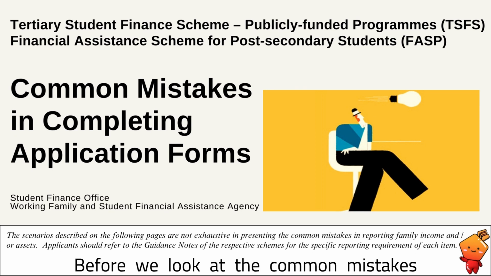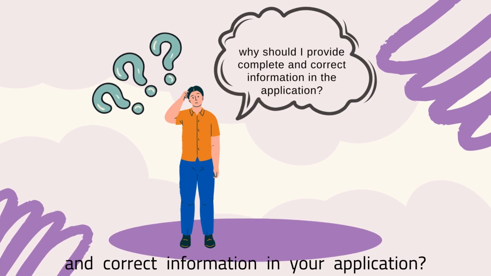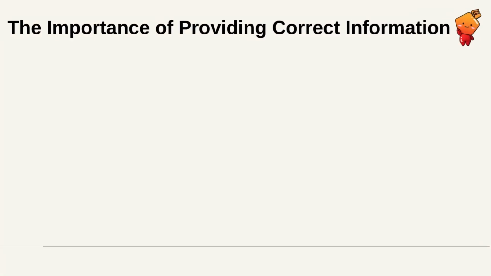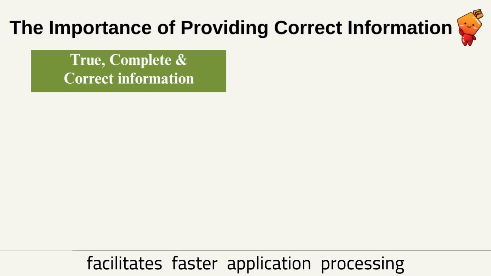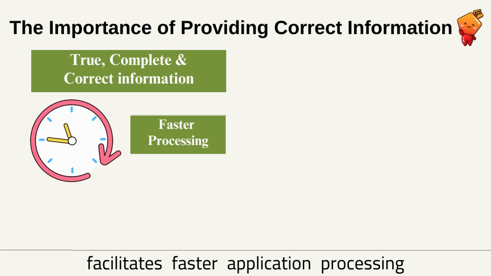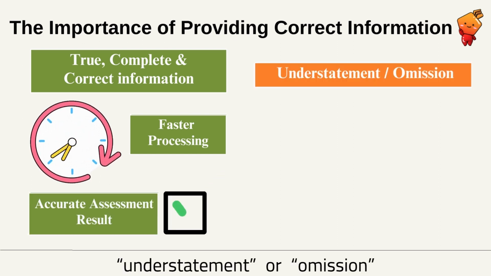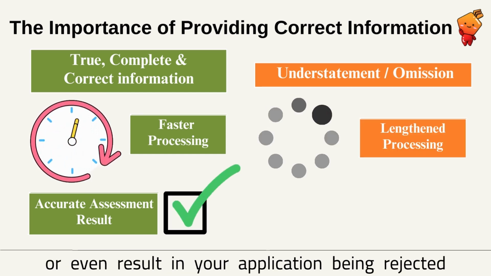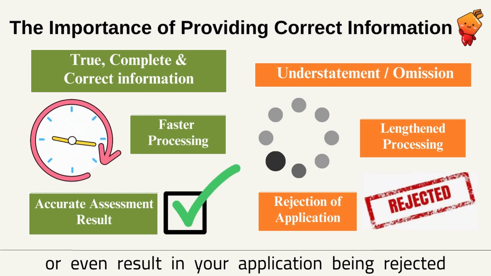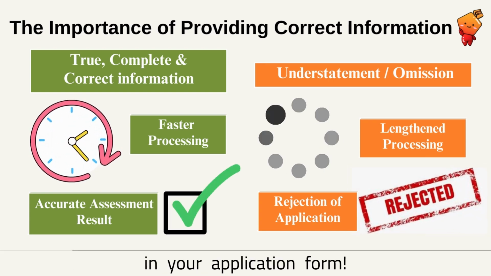Before we look at the common mistakes, have you ever thought about why you should provide complete and correct information in your application? Providing true, complete, and correct information facilitates faster application processing and accurate assessment. On the other hand, understatement or omission will lengthen the processing time or even result in your application being rejected. Please always provide correct information in your application form.